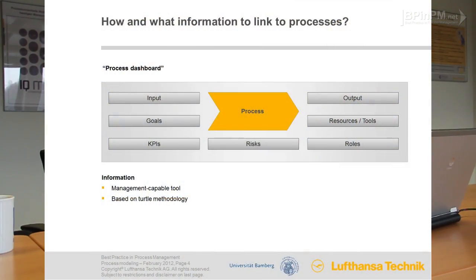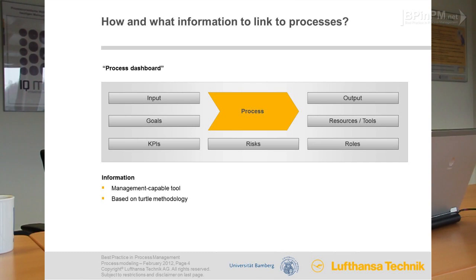Let's have a look at the second topic. And I really love this topic. We called it process dashboard. So the question was what to integrate into the processes, and we saw several nice implementations of how to present this information and to create a process dashboard, an overview, management capable, so easy to understand, all the information on one picture, where we had the input and the output of the process, and the goals as well as the key performance indicators on one picture.